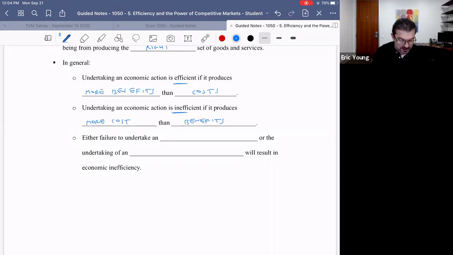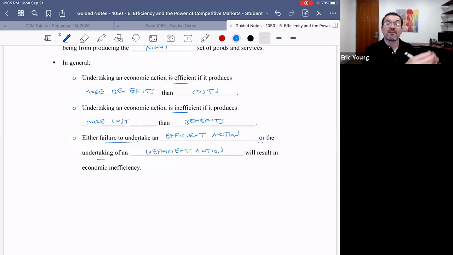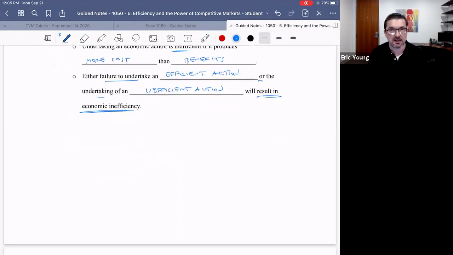And then broadly speaking, by definition, in economic theory, either a failure to undertake an efficient action, in other words, not carrying out what is an efficient action, or undertaking an inefficient action, so again, either having an opportunity for an efficient action and not taking it, or undertaking an action that is defined as inefficient, both of those will result in the broad condition of economic inefficiency.